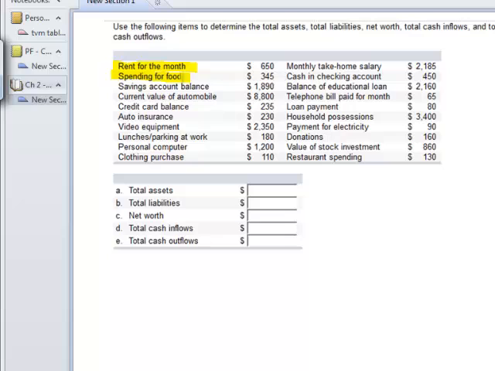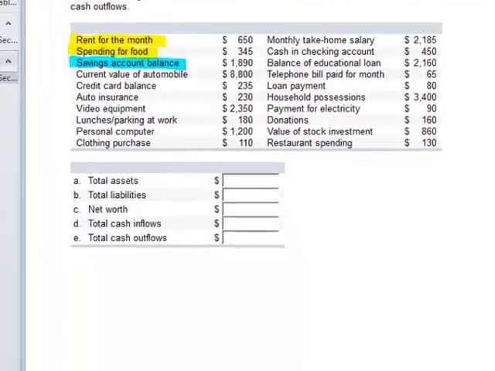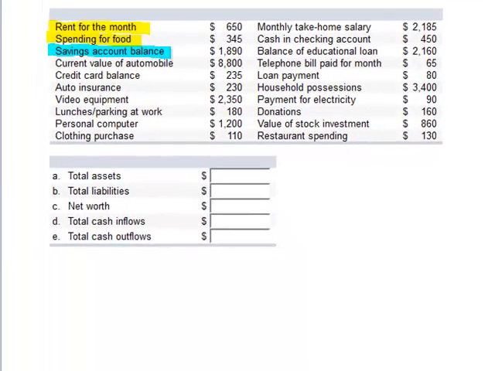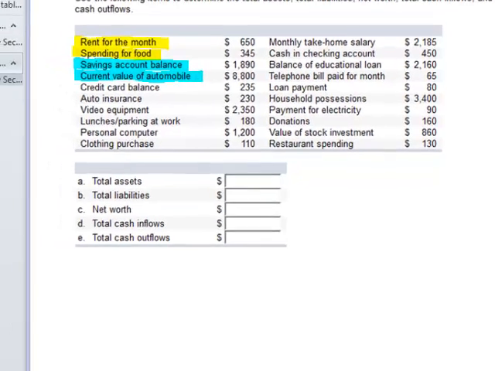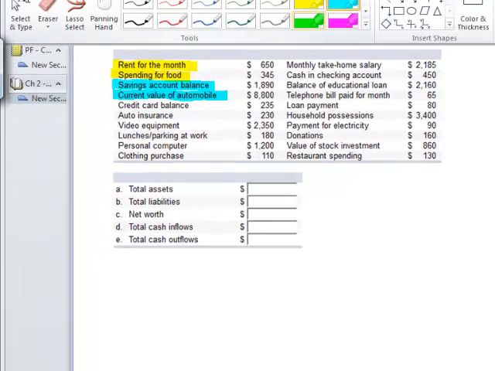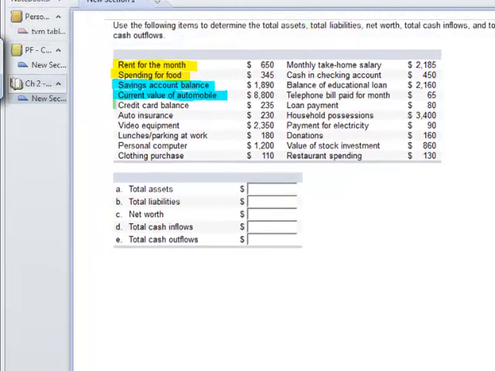Savings account balance, on the other hand, that's an asset because that's some money that I have. All right, so I'm going to denote that with blue. So my savings account balance here will be an asset. All right, so blue will mean assets. The current value of my automobile, also an asset. All right, that's also money that I have. Credit card balance, on the other hand, that is a liability. All right, that is money I do not have and it comes out of my assets.